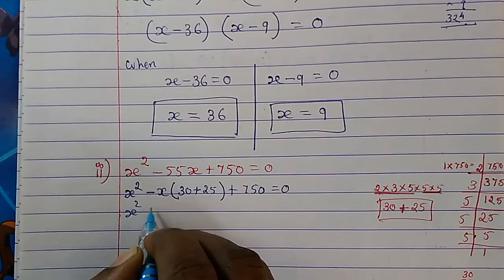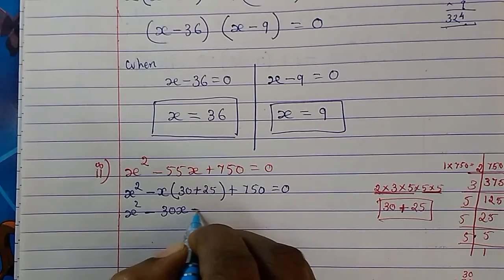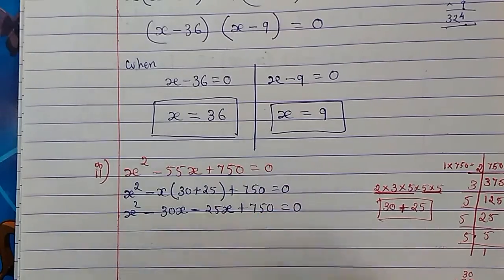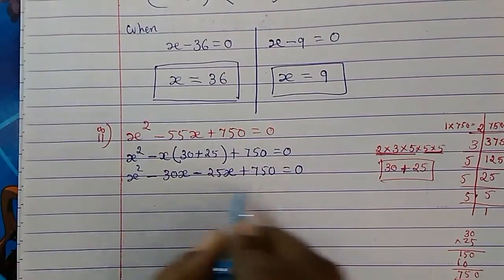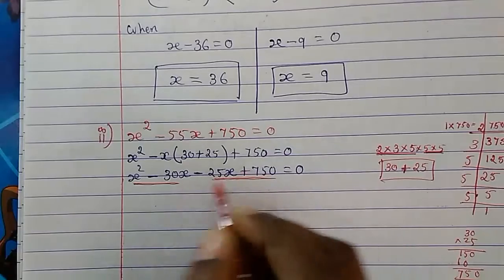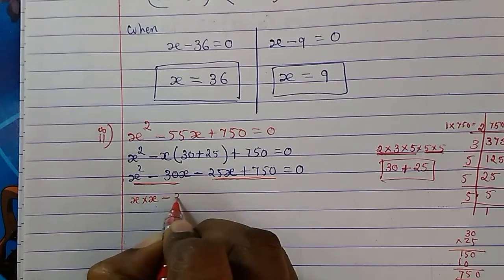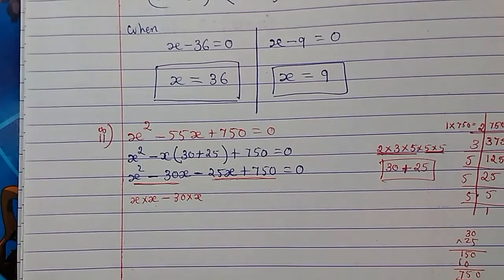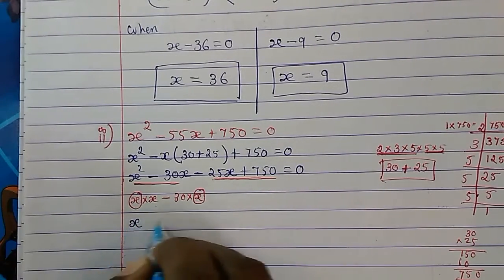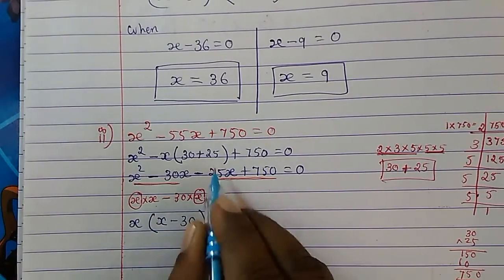So x square minus x into 30 will be 30x, minus into plus will be minus 25x, plus 750 equal to 0. So now what we have to do, we have to take out the common things from here, from this and then from here. So this can be written as x into x minus 30 into x. Now what is common here? We have x common here, here also x is there. So we will take x as common here. Then what is left, we'll write inside the bracket. So minus 30.